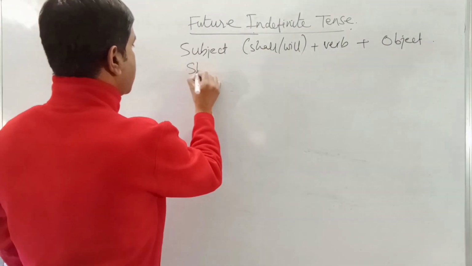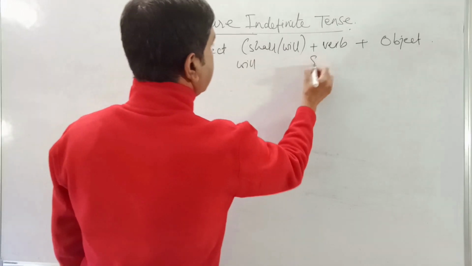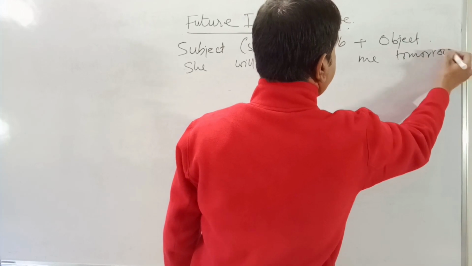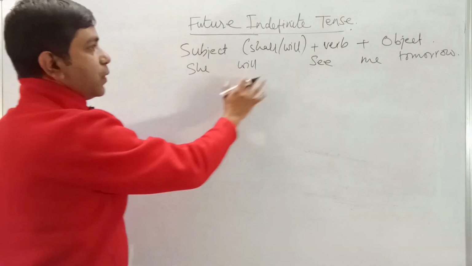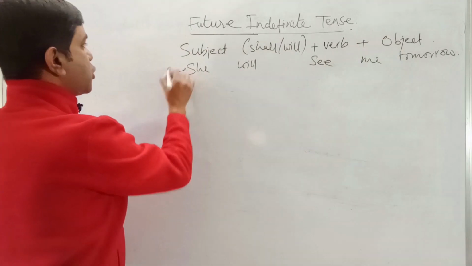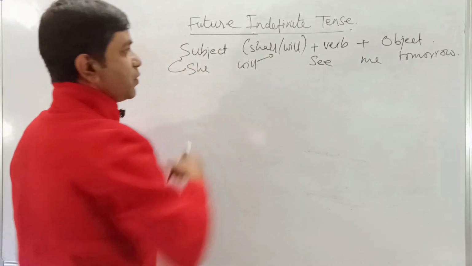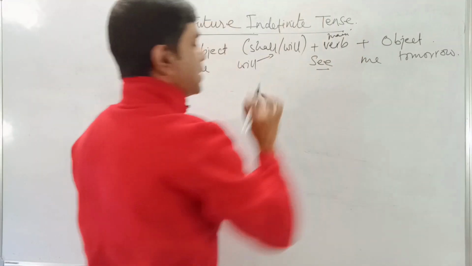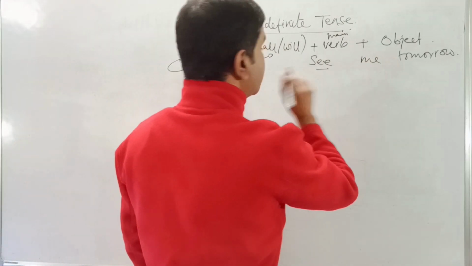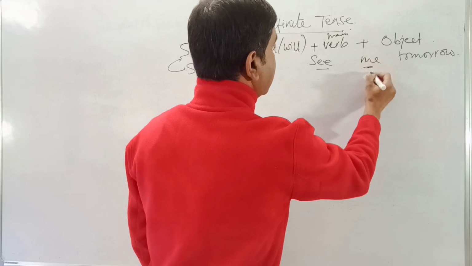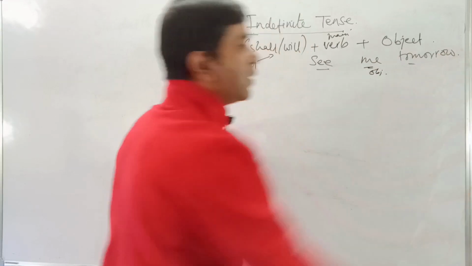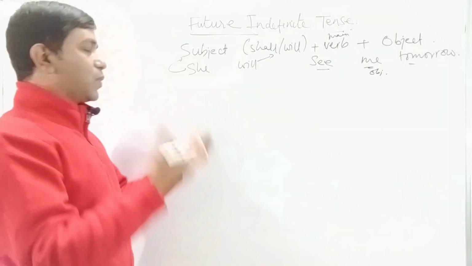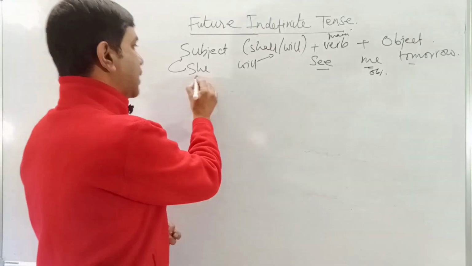For example, she will see me tomorrow. Look at this sentence. She will see me tomorrow. In this sentence, she is the subject, will represents future tense, and see is the main verb. See is the main verb, and whom is she going to see? Me. Me is the object of the sentence, and tomorrow represents future time. It is the extra information given in the sentence. So in this sentence also we have one subject.